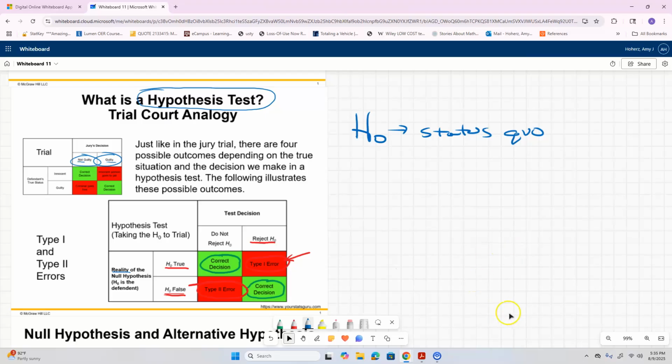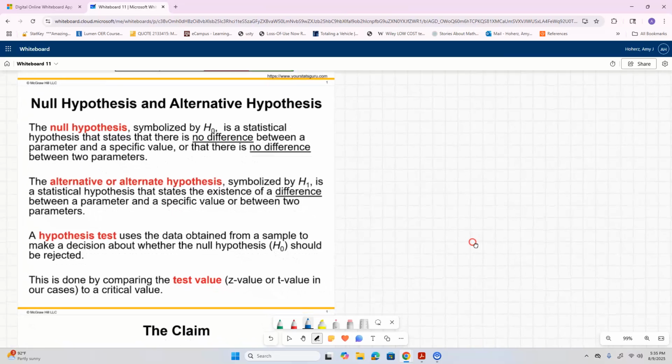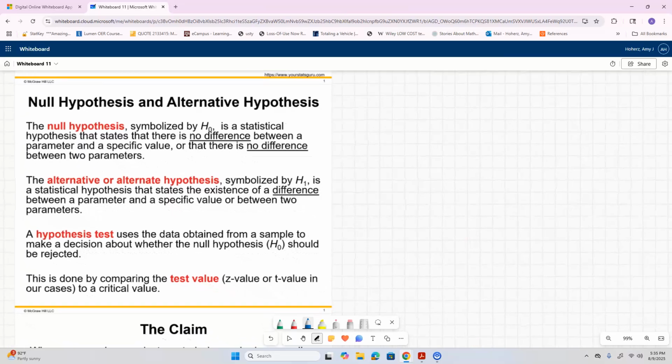So let's look at some of the wording on this. We've already talked about the null hypothesis. The null hypothesis, as we mentioned, is symbolized by this H sub 0, H sub nothing, or H sub origin. It is a statistical hypothesis that states that there's no difference between a parameter and a specific value. Or when we get to chapter 9, there's no difference between two parameters. But right now we're going to do the specific value.